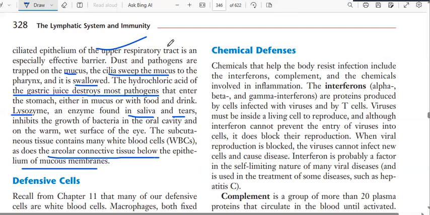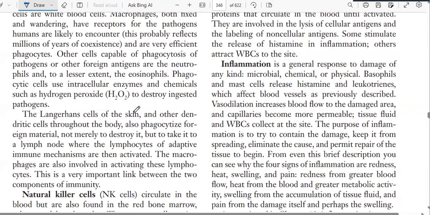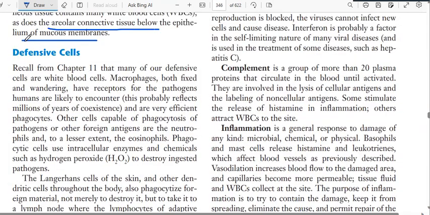After that, what will happen if the pathogen enters by skin, by oral cavity, by urinary tract, by digestive system, by respiratory tract? Then what is the next step? Defense mechanism. So basically, the defense mechanism is WBC.